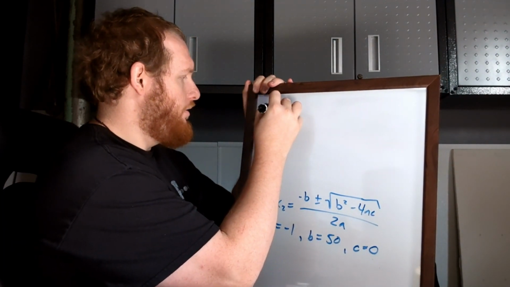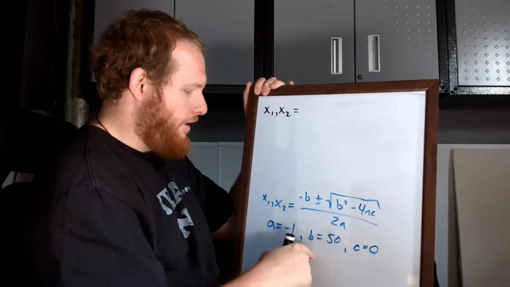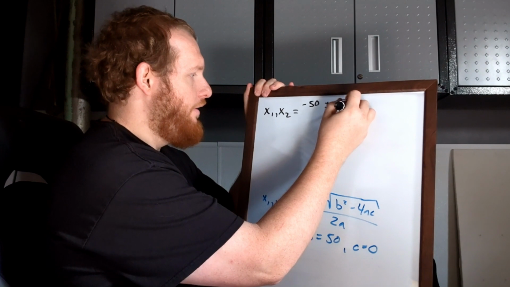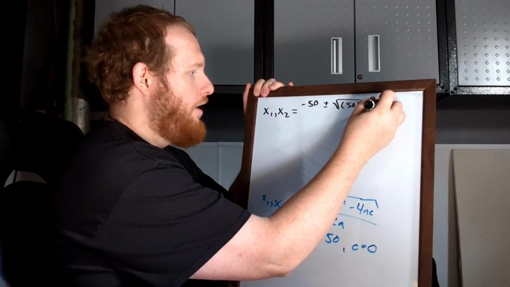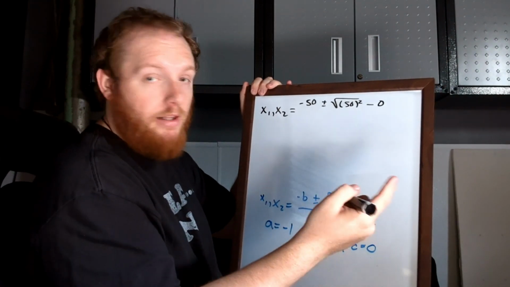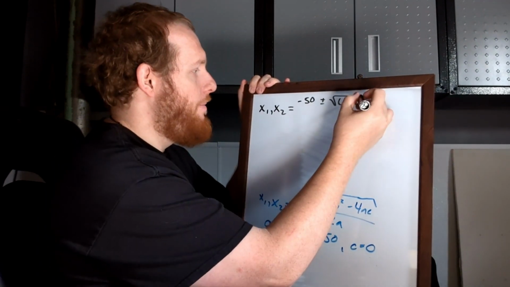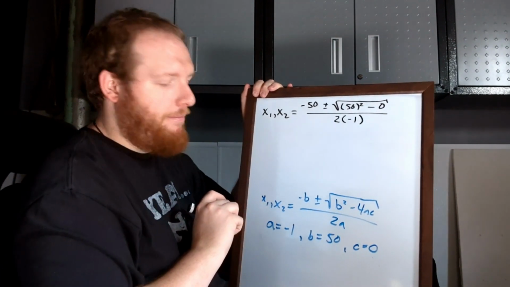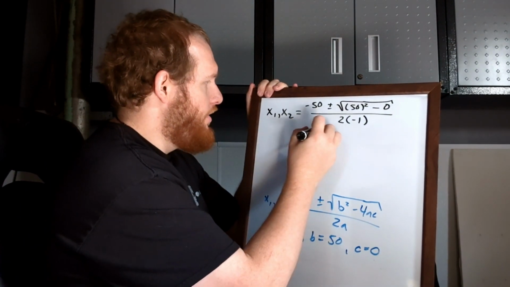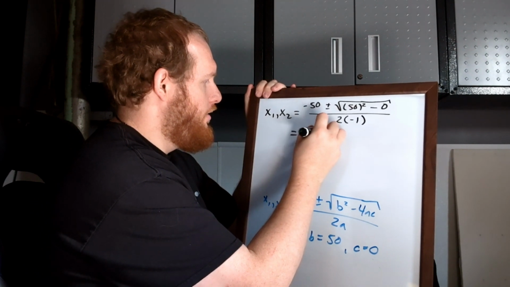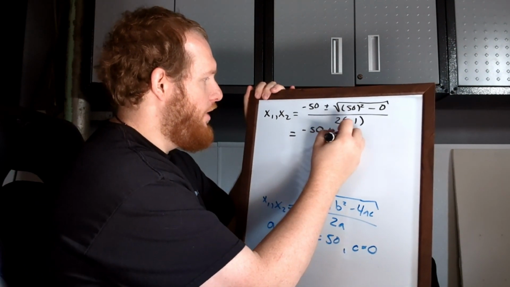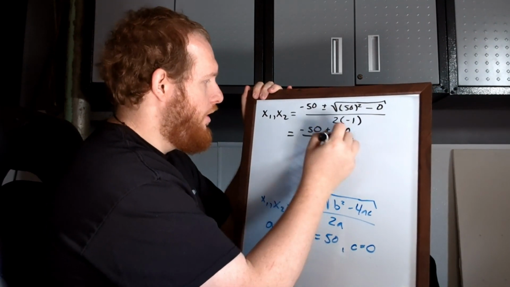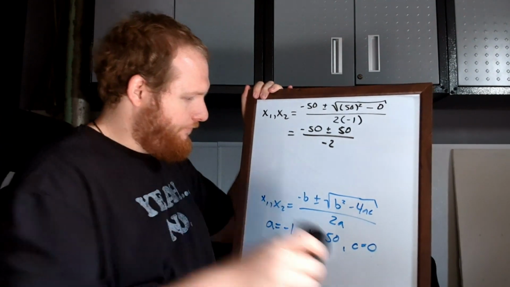So x1, x2 is equal to -50 plus or minus the square root of 50 squared minus, well, ultimately it's going to be 0 because 0 times anything is 0. So the 4ac goes away. All over 2 times -1. We start simplifying. It's going to be -50 plus or minus the square root of 50 squared, so that's actually 50, all divided by -2.